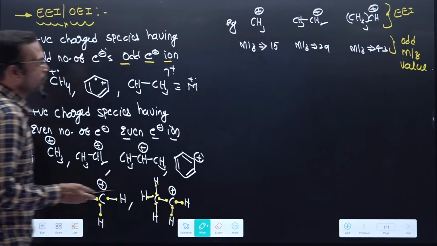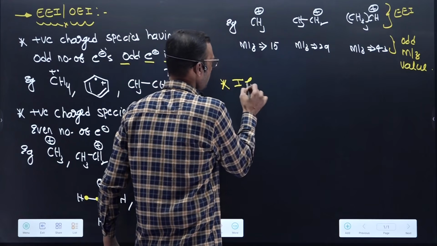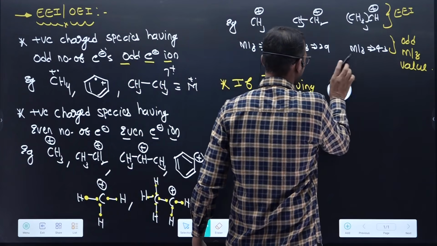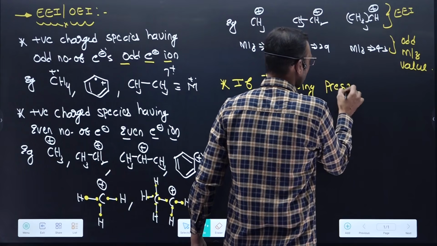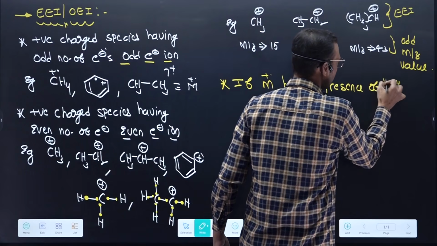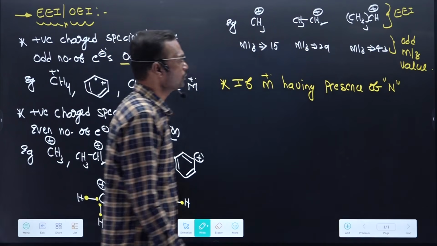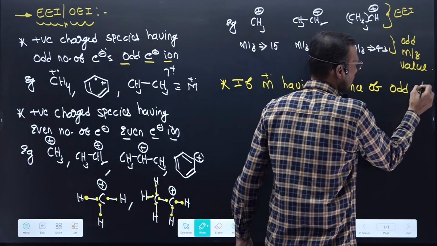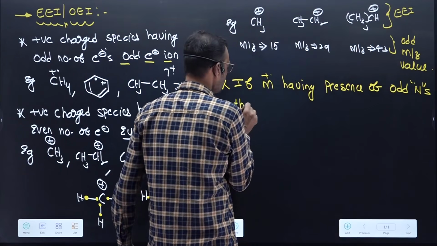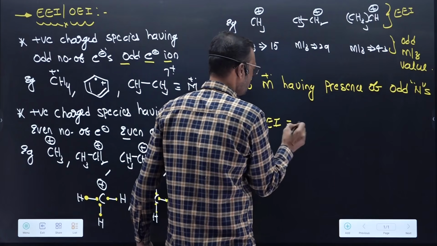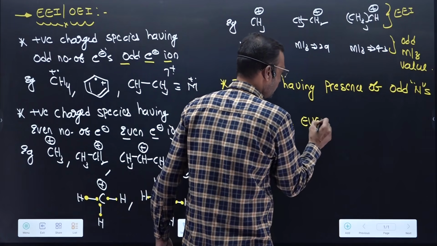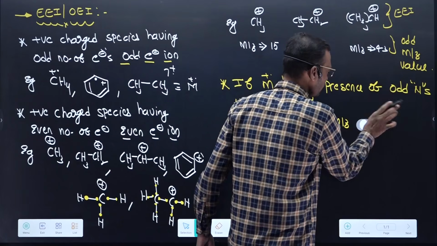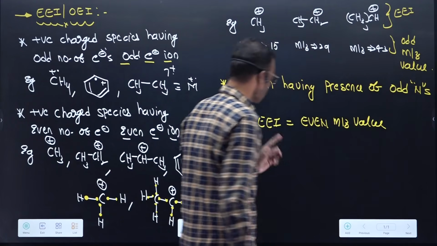So one key point over here, just to concentrate. If the molecular ion has the presence of odd number of nitrogens, then an even electron ion produces an even m/z value. You remember this point: even electron, even m/z.